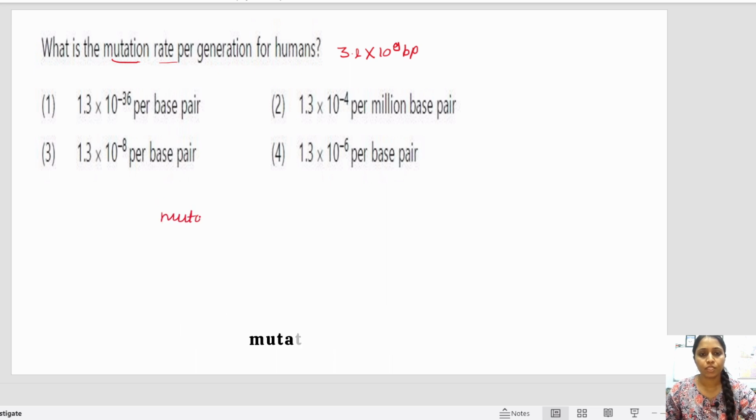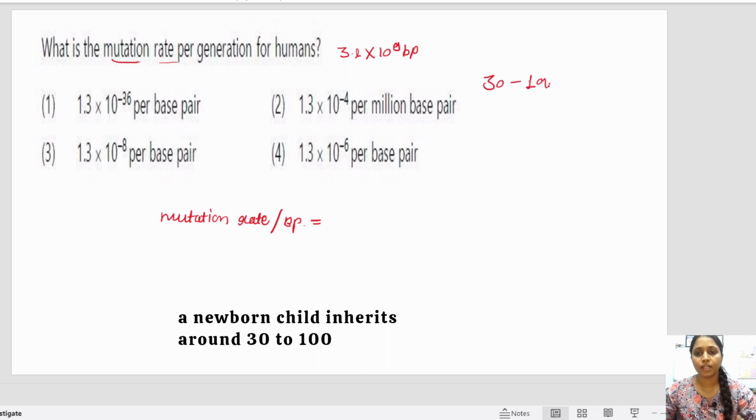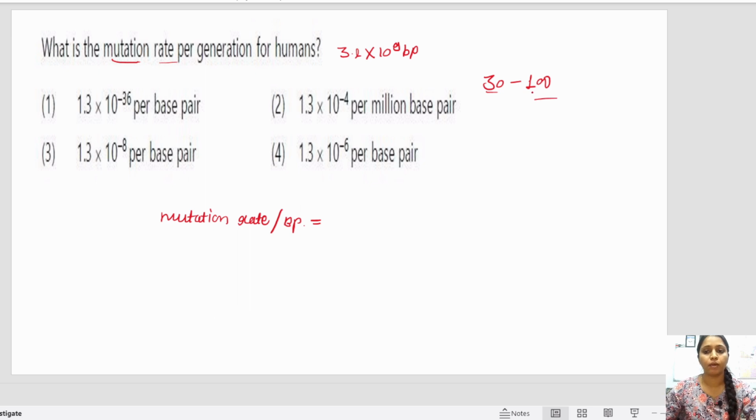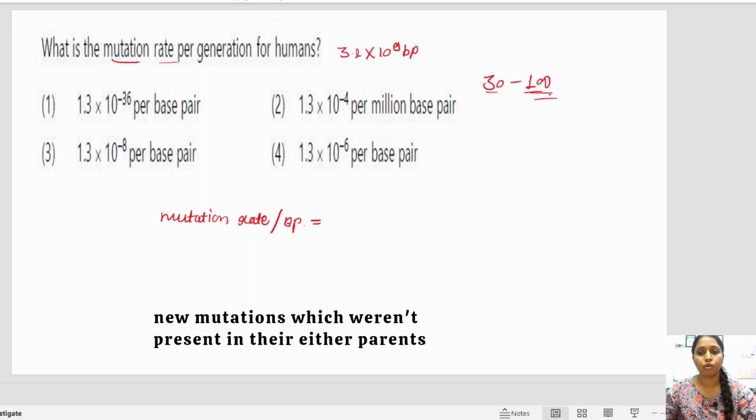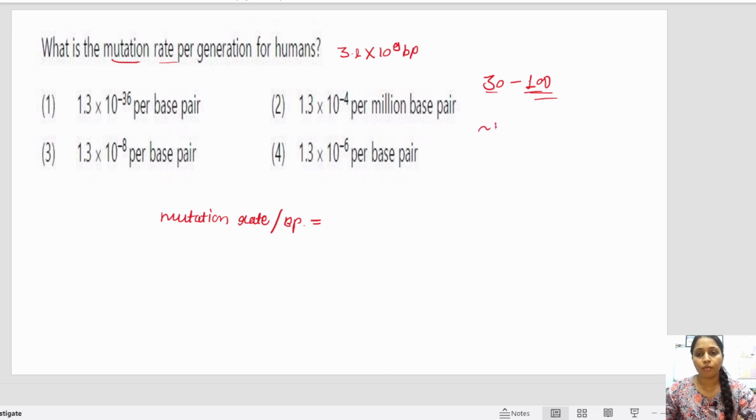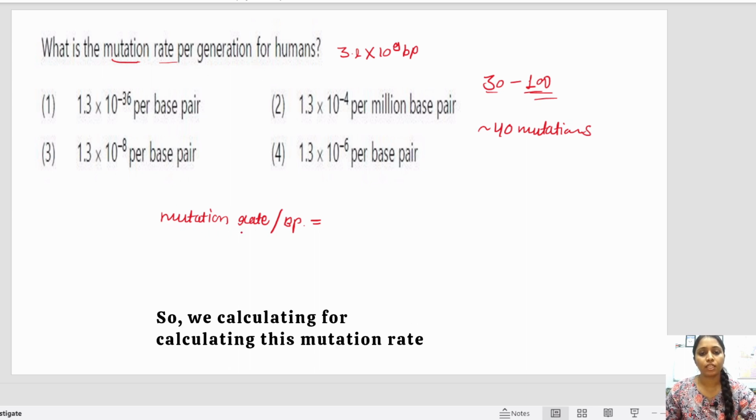So mutation rate per base pair is equal to mutation rate per generation. On an average, a newborn child inherits around 3200 new mutations which weren't present in either of their parents. So on average 40 mutations per generation are present. So we calculate this mutation rate.